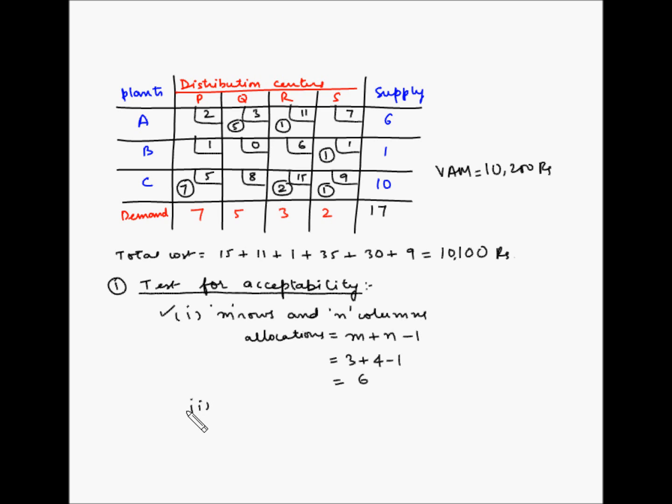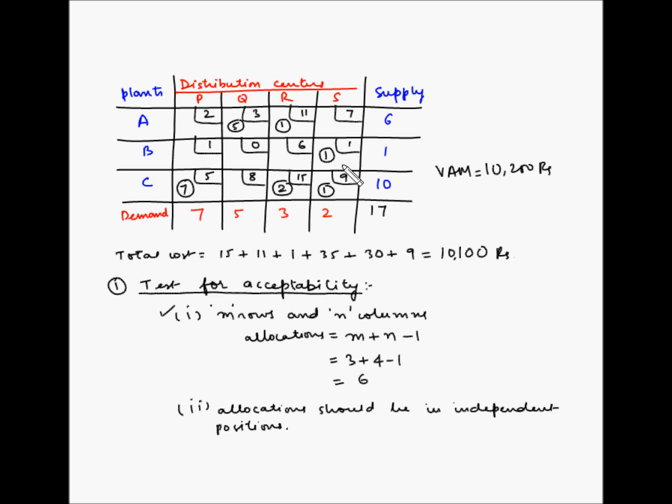The second condition is that the allocations should be in independent positions. So what this means is that it is impossible to travel from any allocation back to itself by a series of horizontal and vertical jumps from one occupied cell to another without a direct reversal of the route.